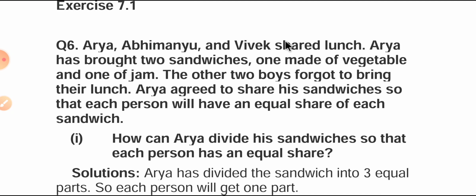Arya, Abhimanyu and Vivek shared lunch. Arya has brought two sandwiches. One is made up of vegetable and the second one is of jam. The other two boys forgot to bring their lunch. Arya agreed to share his sandwiches so that each person will have an equal share of each sandwich.